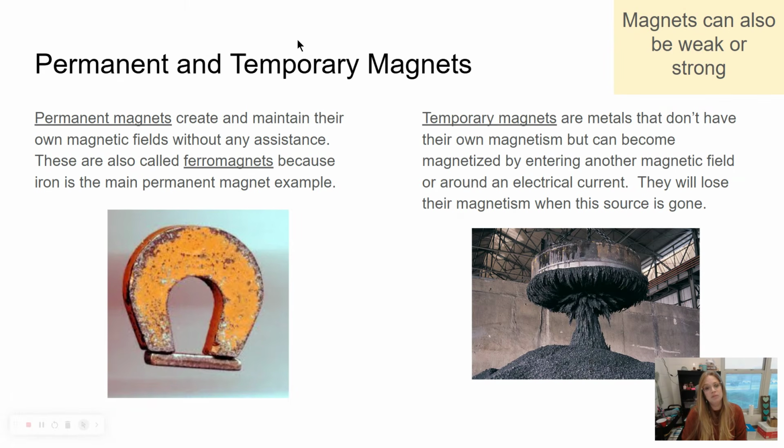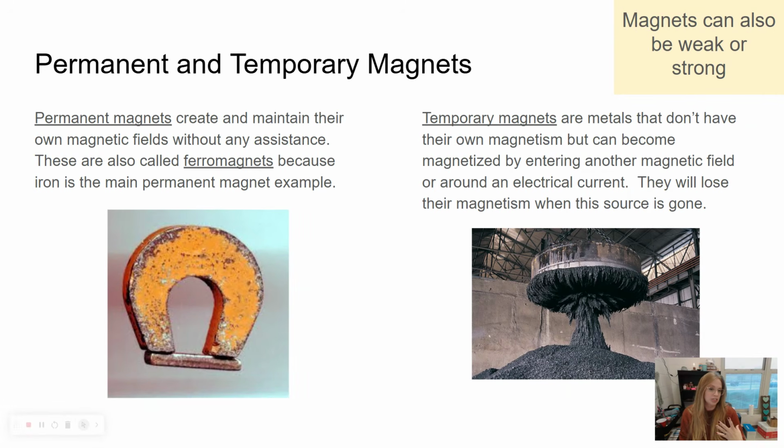You have two major types of magnets, and that's going to be permanent and temporary magnets. As you can see with our definition here, the permanent magnets create and keep their magnetic fields without any outside interference. They are also called ferromagnets, and the main example of a ferromagnet is iron.